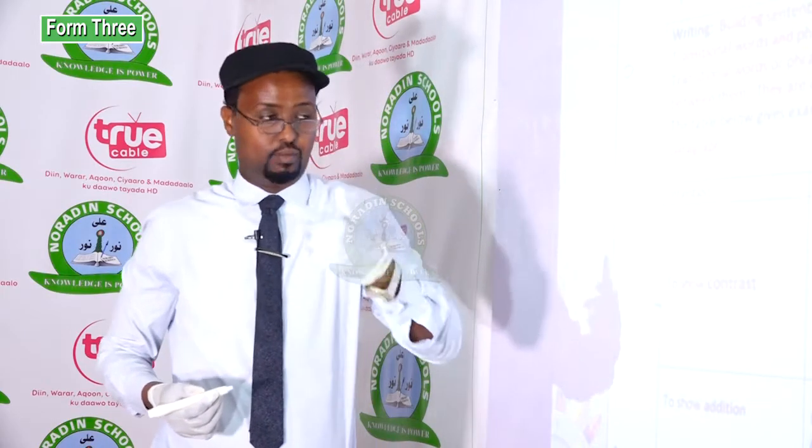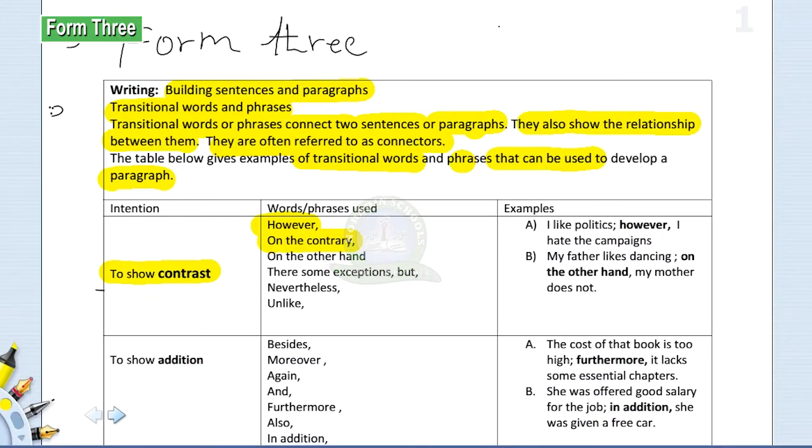But if you repeat the same word when you're writing, like however, that will not make your writing interesting. The reader will not be interested. So when it comes to IELTS and TOEFL, teachers usually look at how you use the transitional words. And even when it comes to speaking, the examiners look for these transitional words. So, however, on the contrary, the same. Or you can use on the other hand. But if you always say however, it doesn't work. So you can change these words from time to time. You say however, and then on the contrary, or sometimes on the other hand, or you can say there are some exceptions, but nevertheless, unlike.